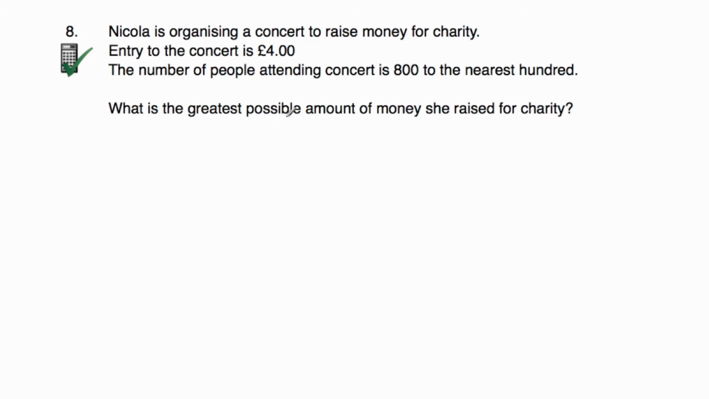So let's consider, we want to find the greatest possible amount of money that she could have raised for charity. So we want to find the highest number of people that could have bought tickets. So there's 800 people, that's rounded to the nearest 100, so we want to find the number that whenever we round it to the nearest 100, it would give us 800, but the largest possible number. So it could be 801, that rounded to the nearest 100 would be 800. It could be 840, that rounded to the nearest 100 would be 800. It couldn't be 850, because when we round 850 to the nearest 100, that would be 900. So the greatest possible amount of people that could have been would be 849.